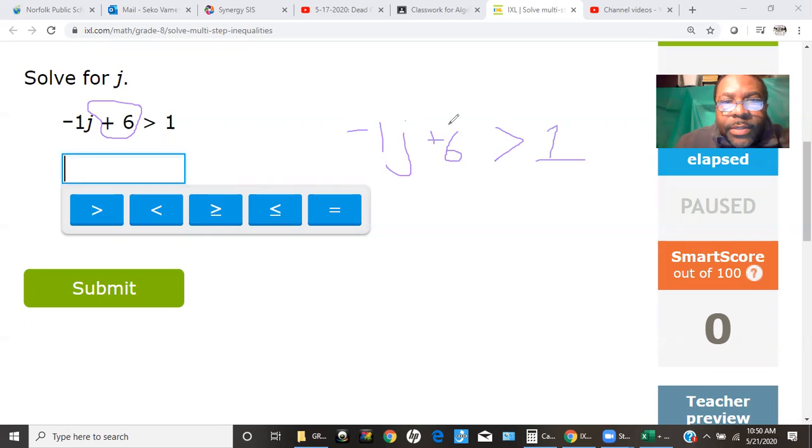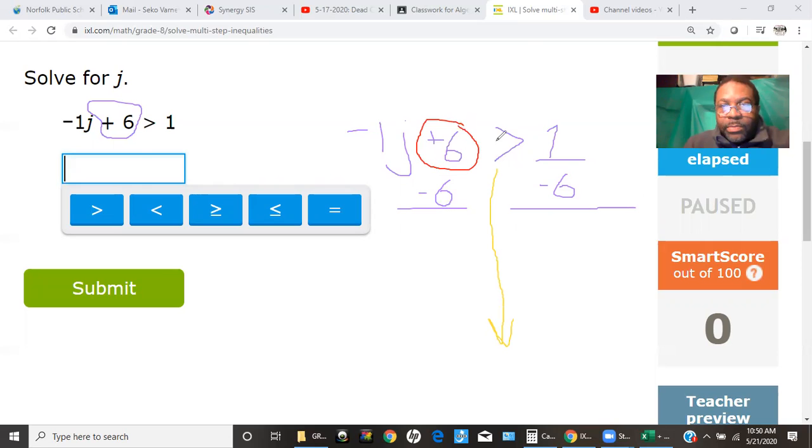We're going to move this +6, and what we're going to do is add a -6, the inverse operation, on both sides. Now you might want to do this to remind yourself that you're going to bring down this symbol, the inequality.